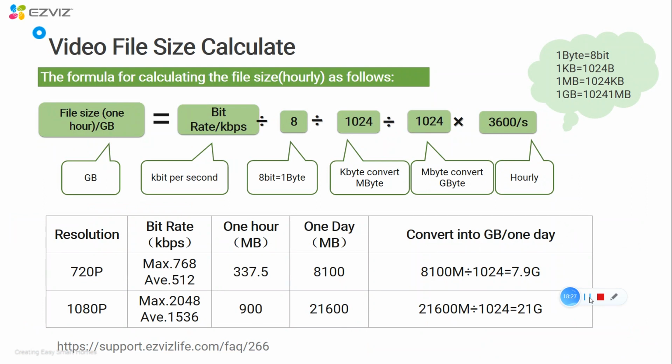This is the basic formula for calculating the file size as follows. The file size in gigabytes is equal to the bit rate divided by 8, which is the unit conversion, and divided by 1024, which is a unit conversion as well, and divided by 1024, megabyte to gigabyte, and then times 3600 seconds, which is hourly.